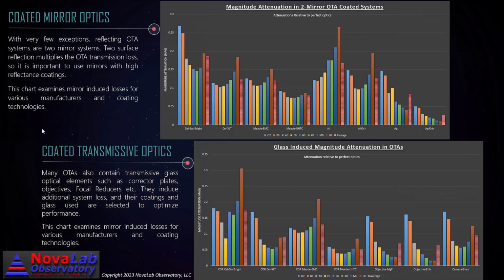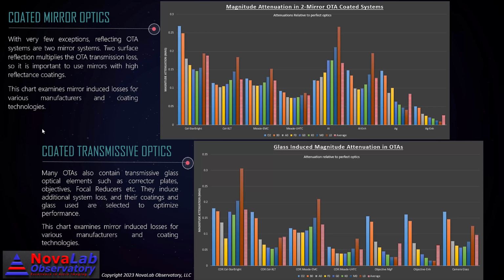Those would be your corrector plates, your objectives, your reducers, and even the camera glass, which everybody seems to neglect, but it is there, and it does attenuate the signal. So again, not to dwell too much, you can actually see the data here for the Starbright, the XLT, the UHTCs.